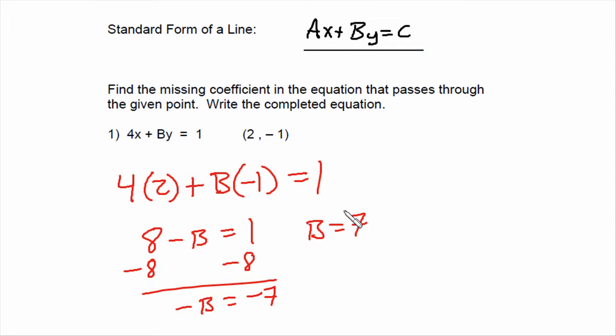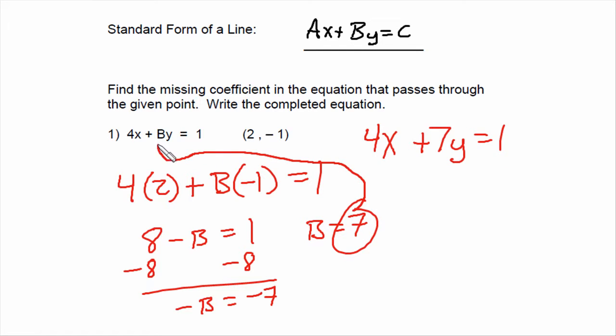So if b is +7, I have found the missing coefficient, so I've done this first part up here. Now I have to write the completed equation. So it is 4x plus 7y equals 1. So all I did is I took that b value I found and I plugged it in right there. So 4x plus 7y equals 1 is the final answer. Now we can check this. This is a situation where we can check it.